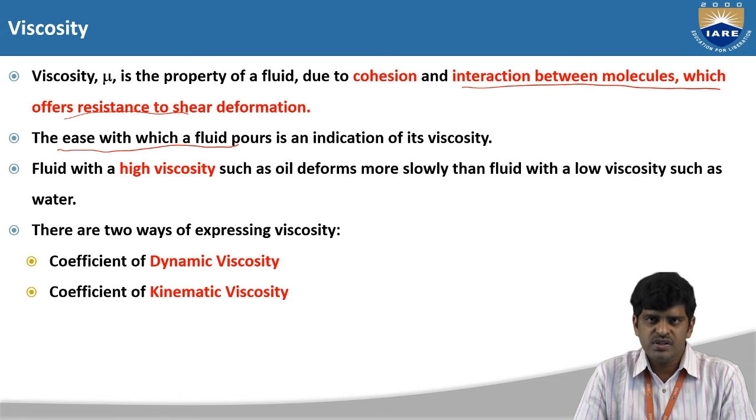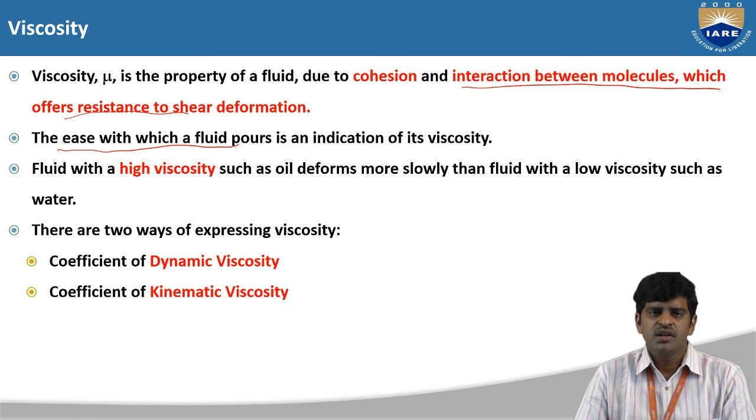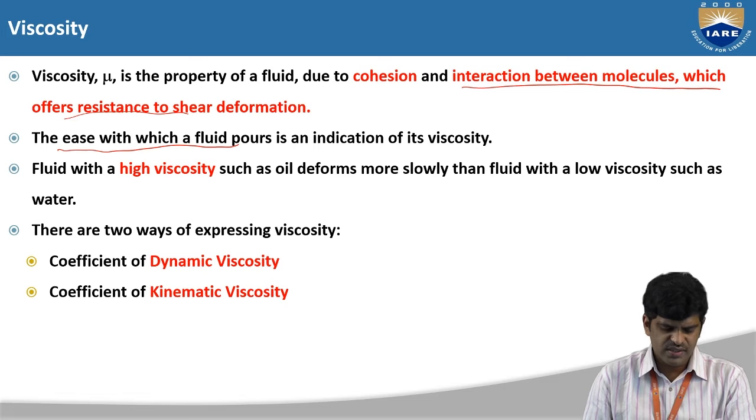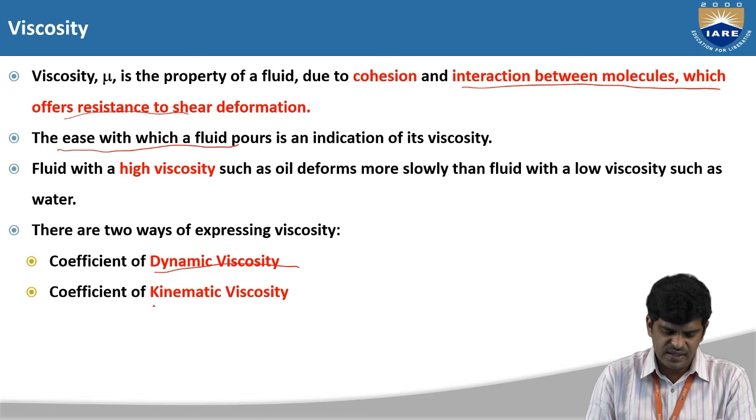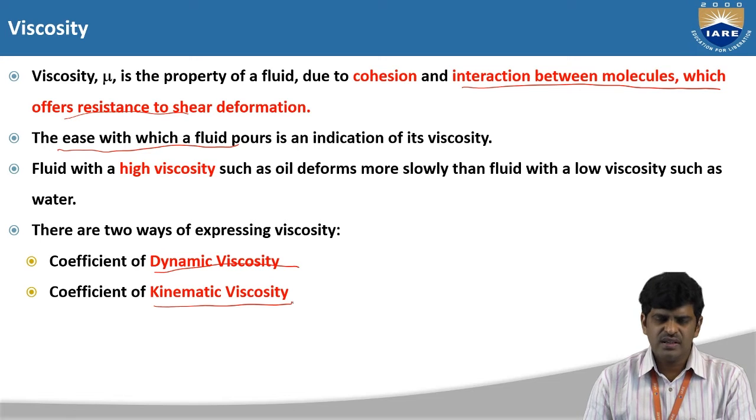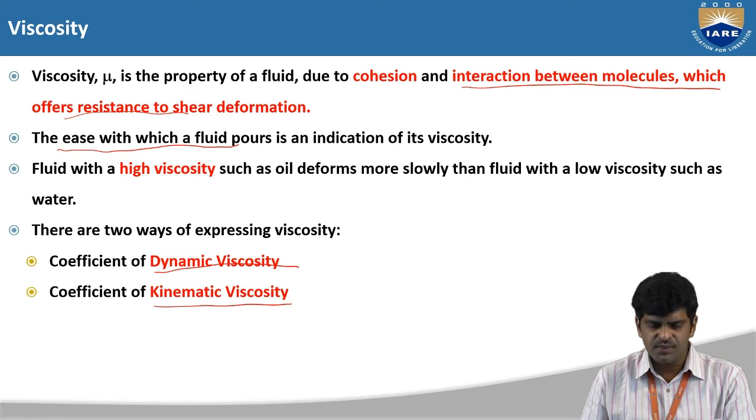So fluids with high viscosity, like oil as we discussed, deform more slowly, meaning the movement of the liquid particles at the top of oil will be very slow when compared to other liquids having low viscosity. The higher the viscosity, the higher the frictional resistance between the two surfaces that are in contact. Basically, the types of viscosity are expressed as dynamic viscosity and kinematic viscosity. These are the key terms which we are going to come across very frequently.